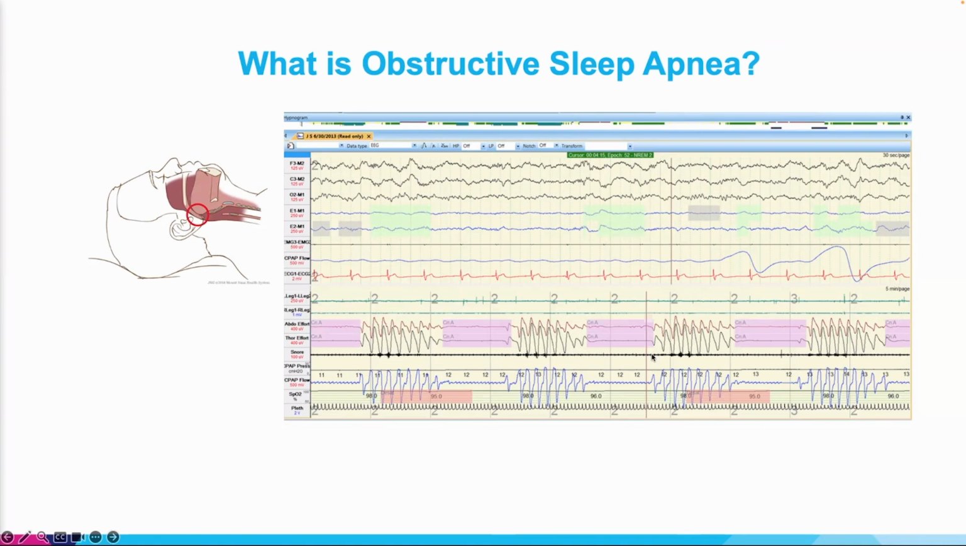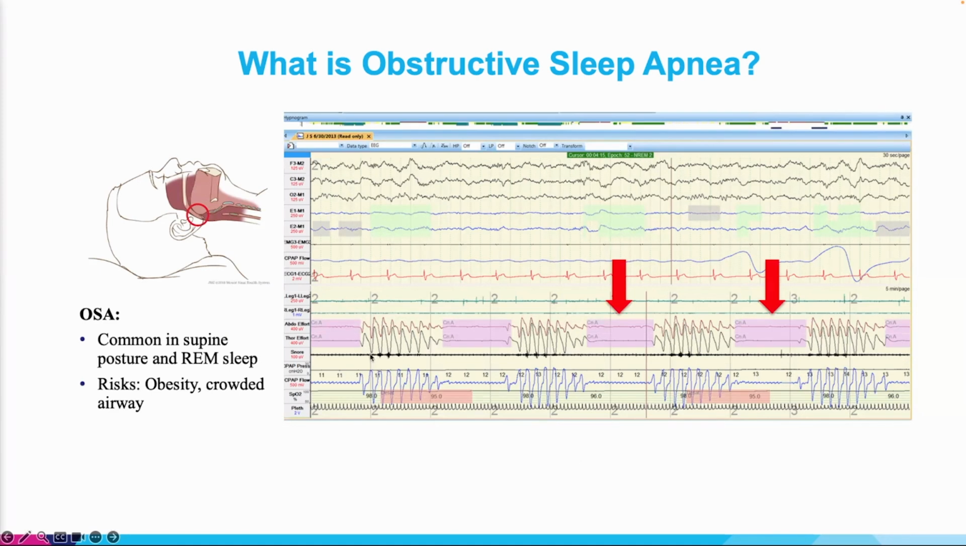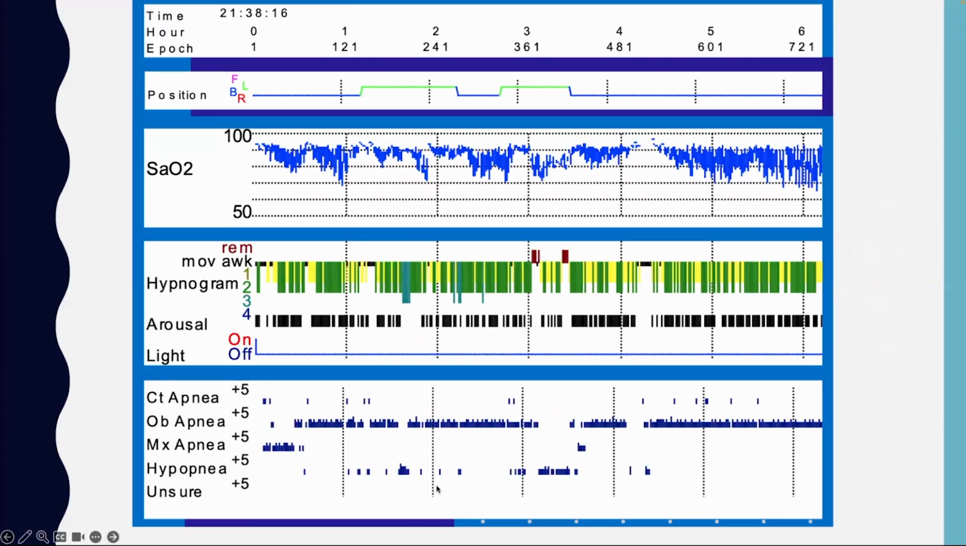Here you see an example of a patient who underwent an in-lab study, and it shows severe obstructive events with these apneas, or cessations in airflow, in pink. This is commonly seen in the elderly population. Sleep apnea tends to be more common when you sleep on your back, and particularly when you're in REM sleep.